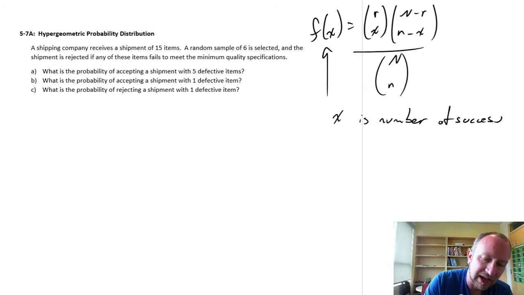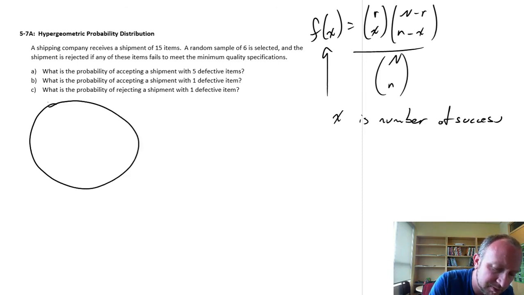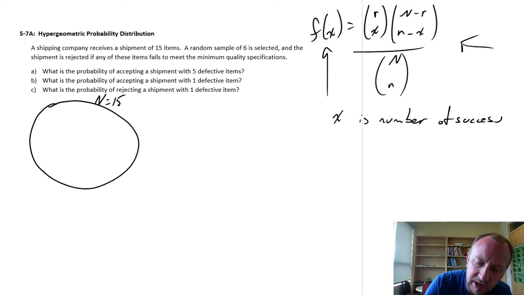We have a population size of 15. Let's draw this up here. Here's my population. Capital N is 15. I'm going to use the same notation that I have over in the formula here. So N is population size.